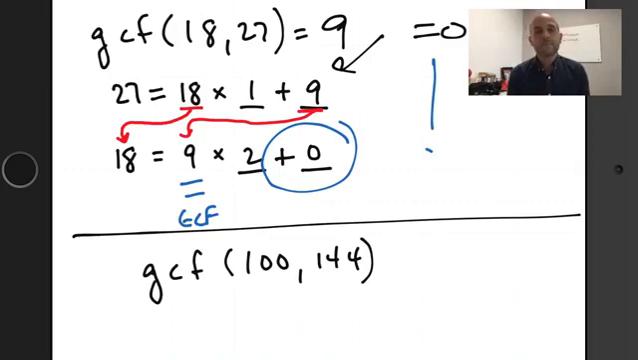And you can think that if you were going to write out all of these factors and try to find the biggest one, that's a long process here. It would take a long time to write all the factors of 100 and 144 and find the largest one. Or you can use the prime factorization, and that takes some time too. And this is kind of a way that might be faster. So think about how you would set this up.